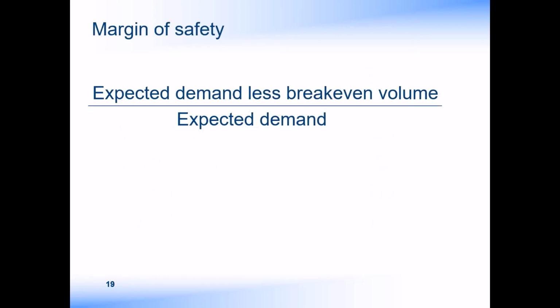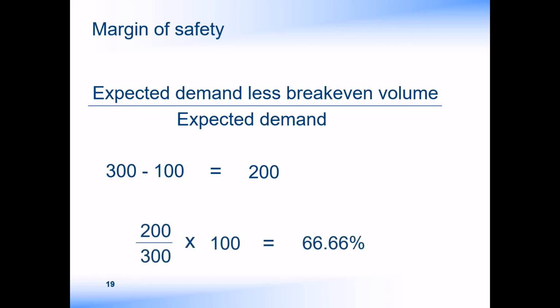Using the formula, we can also calculate the margin of safety. If we assume that the expected demand is in fact our 300 units, taking the difference between the expected demand and the break-even volume gives us a margin of safety of 200 units, and we can express this as a percentage of the expected demand. This means we can be 66% wrong in our expectations and still break even, that is, at least we'll cover our costs.